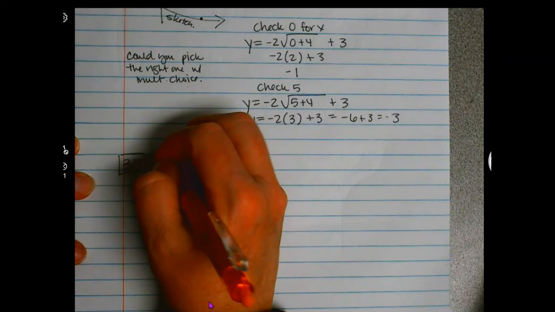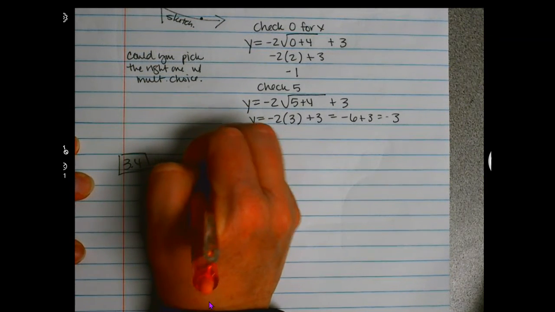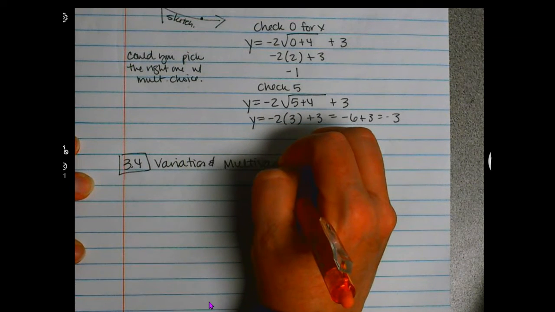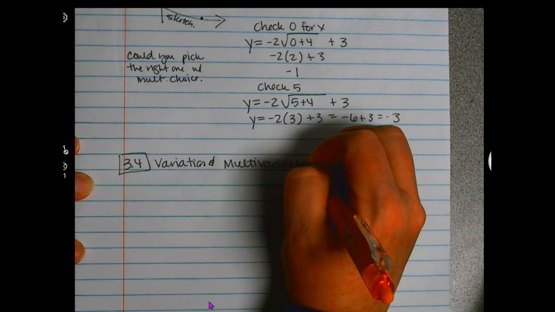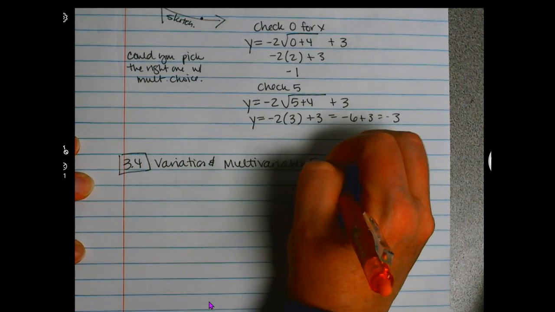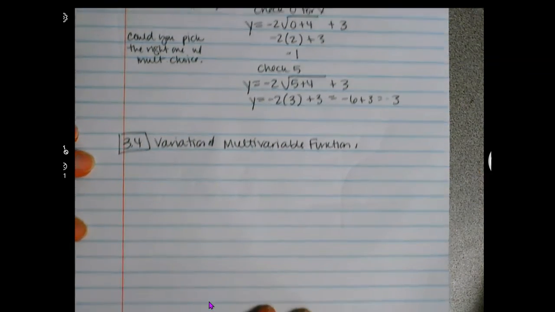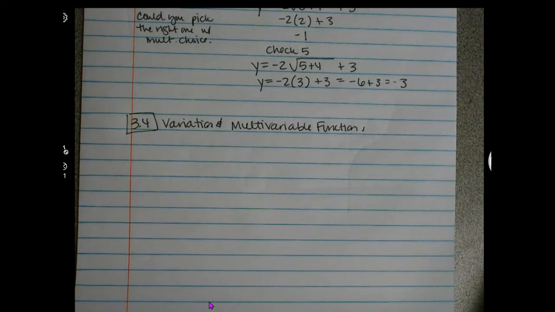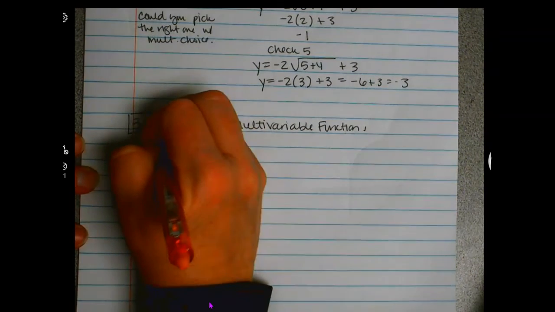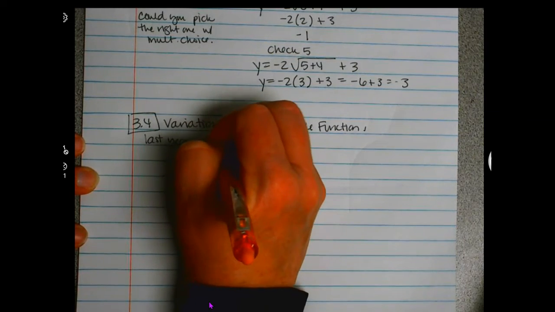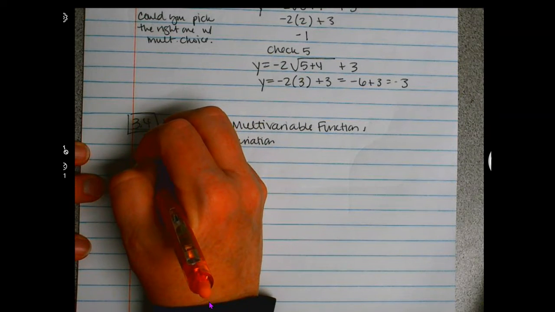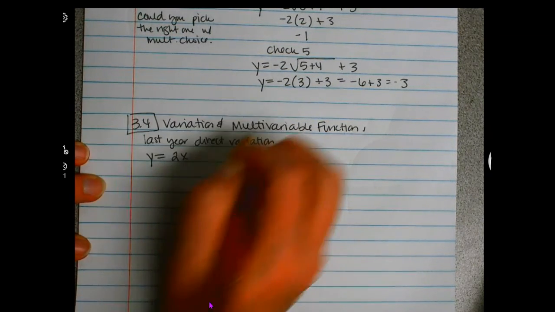Yeah. So 3.4, let's remember what we did last year. So 3.4 was called variation and multivariable, meaning more than just x, variable functions. So last year we had one specific case. We really only worked with what's called direct variation. And the example that I gave you last year was something like y equals 2 times x.